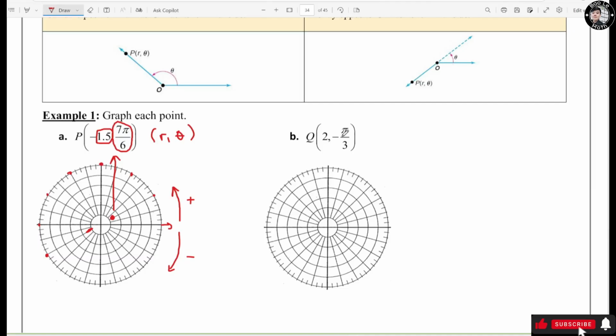Now, the second one, the angle is negative pi over 3, so you need to go clockwise. Negative pi over 3 is right here, and the radius is 2, so it should be on the second circle. It could be right here. This one is the coordinate of this point.